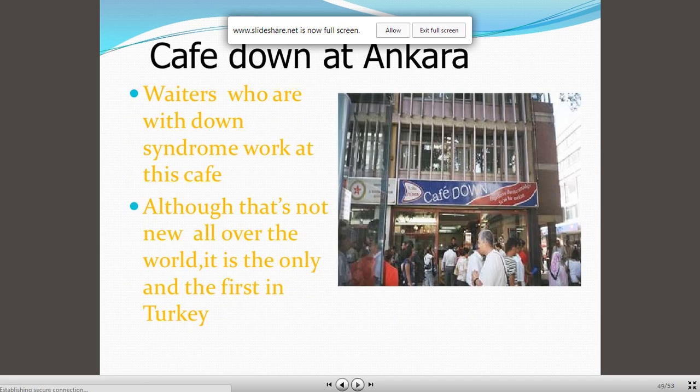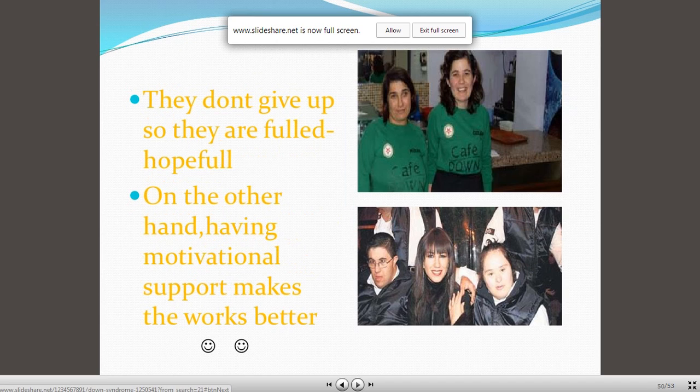Waiters who have Down syndrome work at this cafe in Ankara. Although that's not new all over the world, it is the first in a foreign country such as Turkey. They don't give up, so they are full of hope. On the other hand, having motivational support makes the work better.